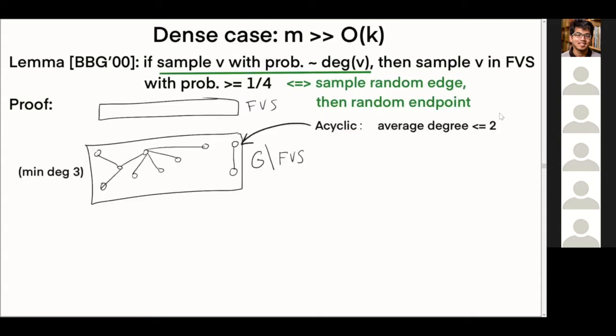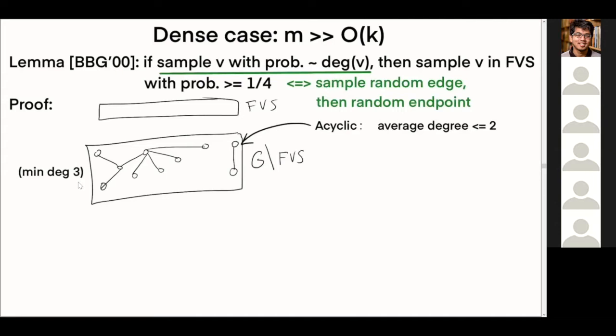So in the proof, suppose G has a size k FES. Let's break up this graph into the FES and the rest of the graph. What we know is, again, we're assuming that G has min degree 3. So in particular, all the vertices in G minus FES have min degree 3. Moreover, by definition of FES, G minus FES, the induced subgraph, is acyclic. So in an acyclic graph, the average degree is at most 2. So here we see there's a gap between this 2 and 3.